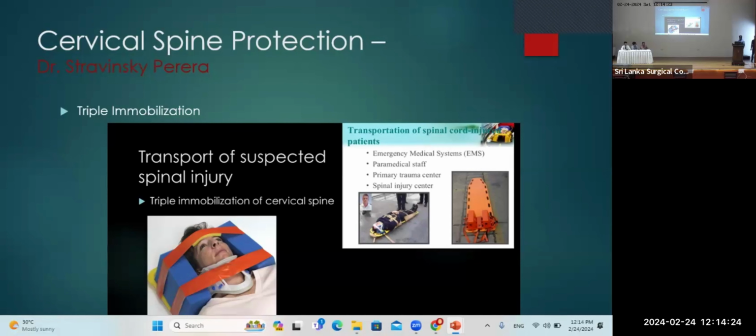We call it triple immobilization. Triple means three. It consists of the cervical collar, most likely a Philadelphia collar, then two sandbags on either side, on a spinal board, and taping the patient to the spinal board. In this way, the patient is movable on a spinal board without compromising the stability of the spine, especially the cervical spine. Ideally, that is the scenario.